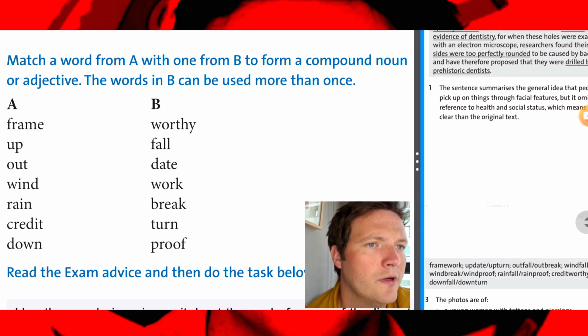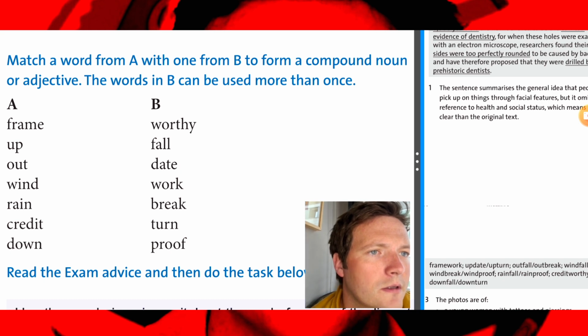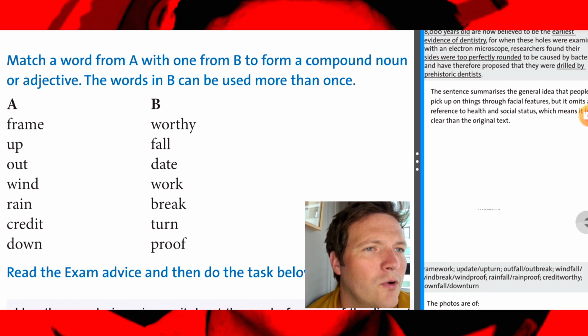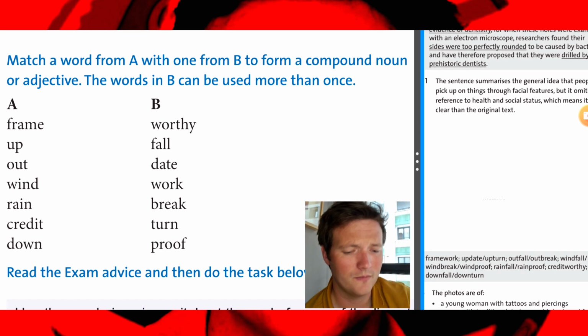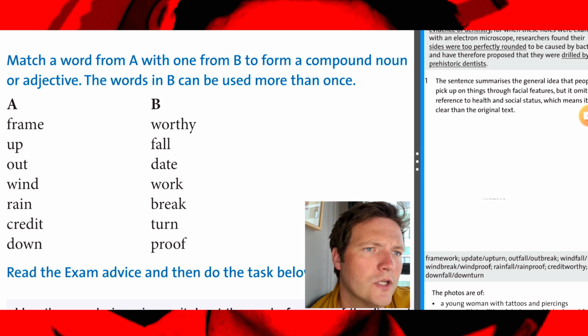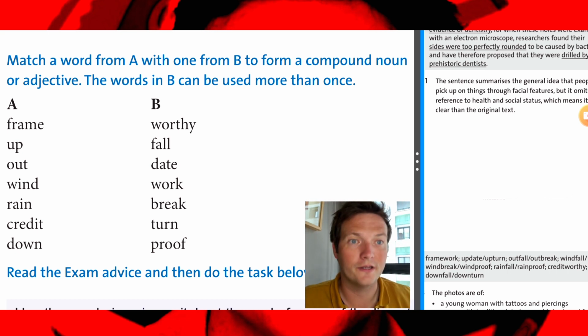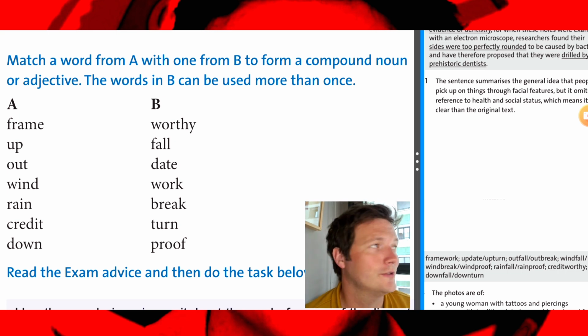Let's see if there's any more I haven't thought of, probably. So it says framework, update, upturn, outfall. I'm not sure what outfall is. I know fallout, but outfall? The outfall? Not sure about that. Outbreak. Oh, God, yeah, I didn't say that one. An outbreak. That is really important, of course, at the moment when we're talking about an outbreak of a virus or some kind of illness, yeah.